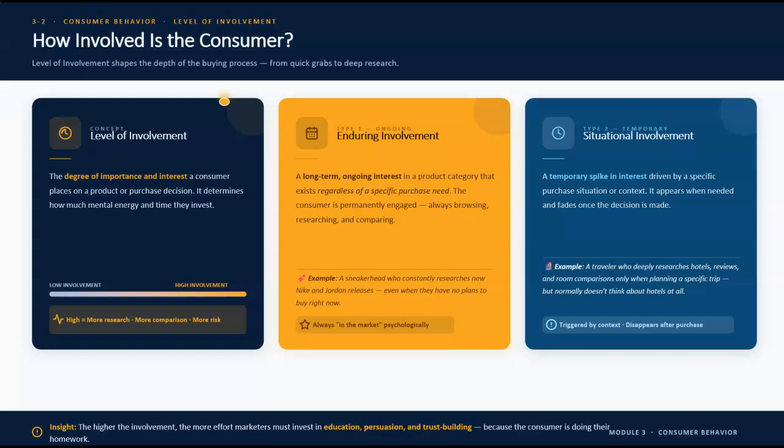An insight to think about is the higher the involvement, the more effort marketers must invest in education, persuasion, and trust building, because the consumer is doing their homework. Keep that in mind.